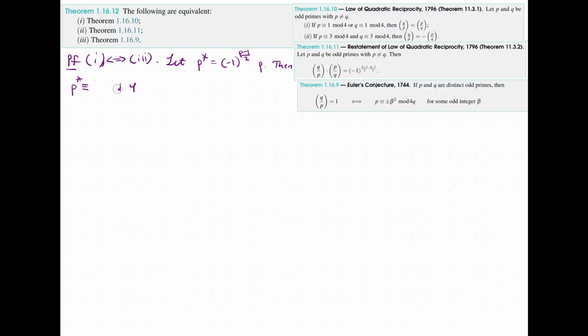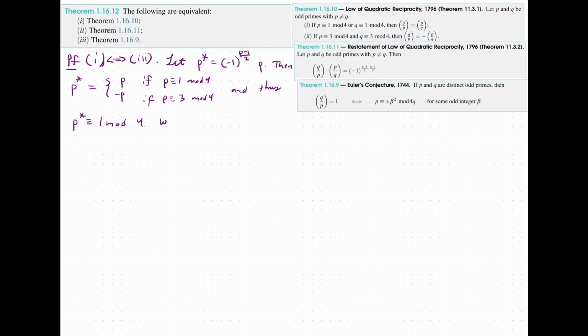So actually, since I've said that out loud in words, let me go ahead and write this like this. So this is either p or negative p. So we have this here, and thus p star is congruent to 1 mod 4. So we got this here. And so now what we want to do is show that theorem.